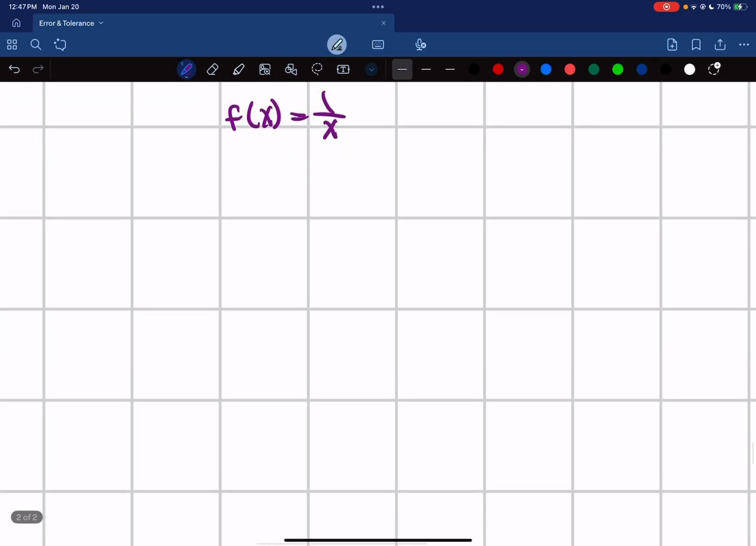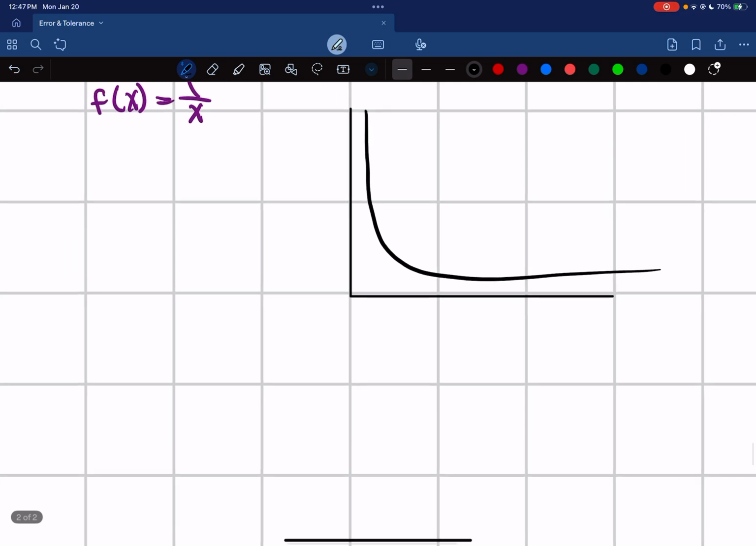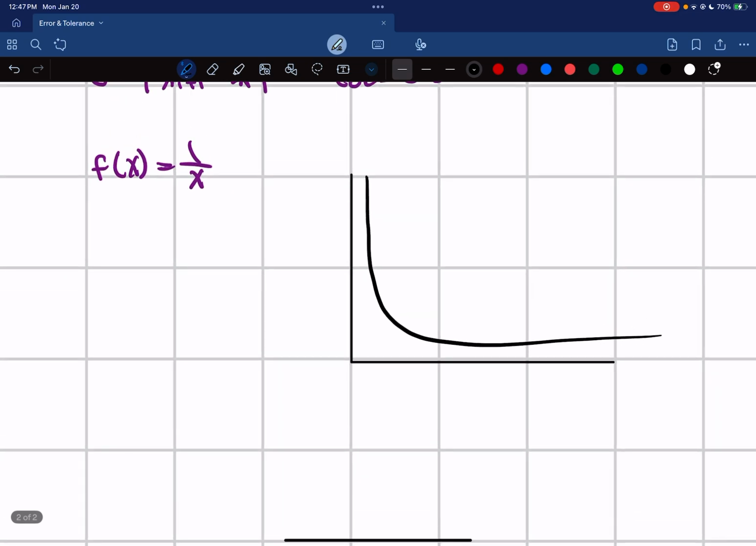Now, a couple of things about this function that I want you to know. Well, one, how does this function even look? It looks like this. One, you can't have x at 0, because 1 over 0 is undefined, so that's not possible. And the second thing is, what can you sub in here to make this equal 0? Nothing. And so that's why you'll never have a root for this function.